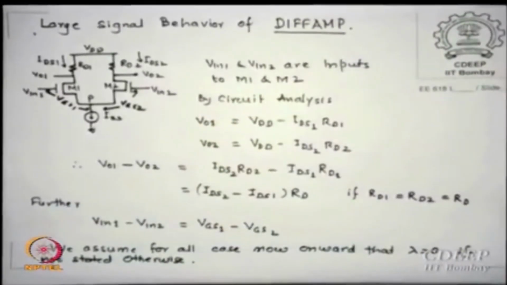However, physically please do not leave lambda as 0 if you are calculating R0, because otherwise that R0 may become infinite, and gains will be infinite. So do not think that I am leaving lambda out, but for explanation of voltages I do not believe it is very important. Is that okay? Okay. Expressions we wrote: Vin1 minus Vin2 is VGS1 minus VGS2, and VO1 minus VO2 is IDS2 minus IDS1 times RD, if RD1 equals RD2 equals RD. Is that okay everyone?